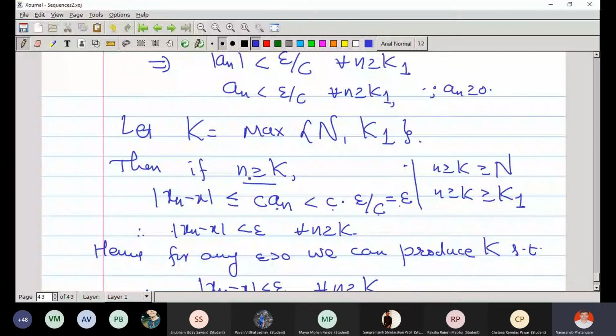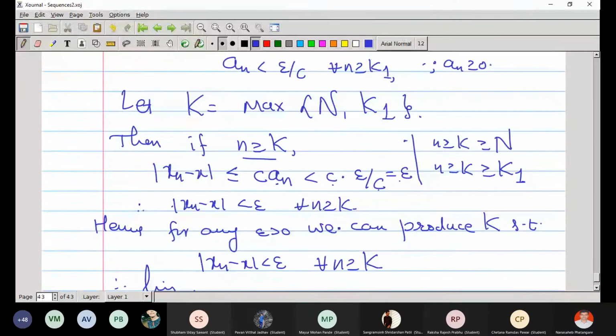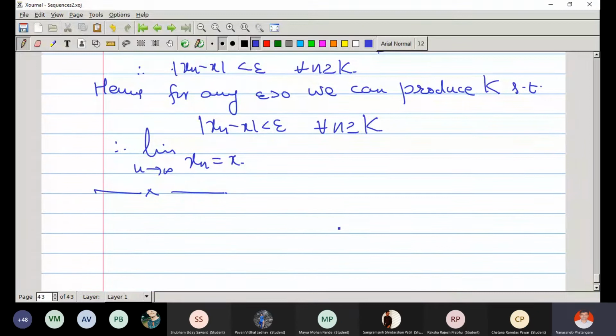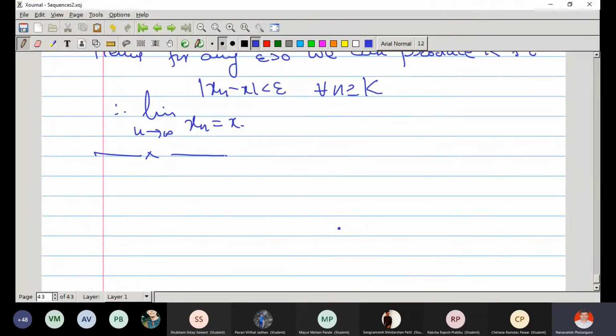And so if you start with any epsilon, we are able to produce k depending on that epsilon. Hence we believe that for every epsilon we can produce k, hence limit of xn is x. Now we'll see some applications of this.